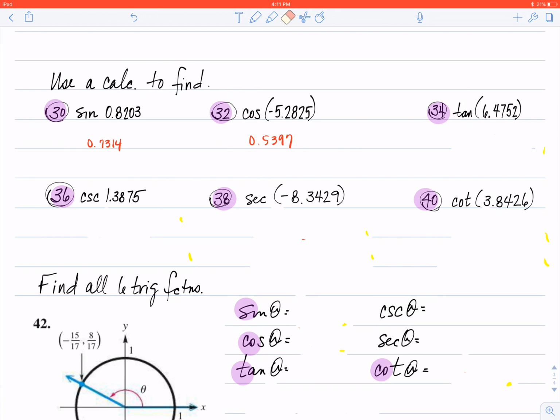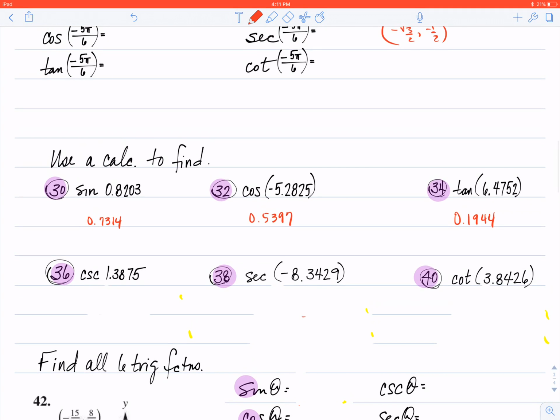And for number 34, if you type in the tangent of 6.4752, you're going to get 0.1944. The next 3 are not as easy because you don't have buttons for cosecant, secant, or cotangent, so you have to do a little bit of extra work on this. And the main thing is you've got to remember your definitions. So I know that cosecant of theta, I'm going to write this up at the top, by definition is equal to 1 over the sine of theta.